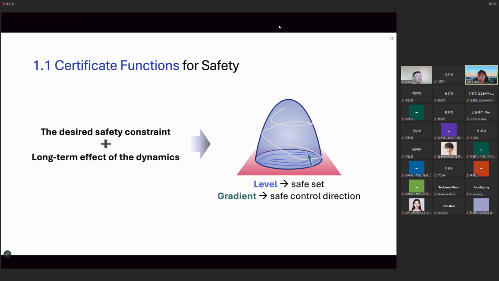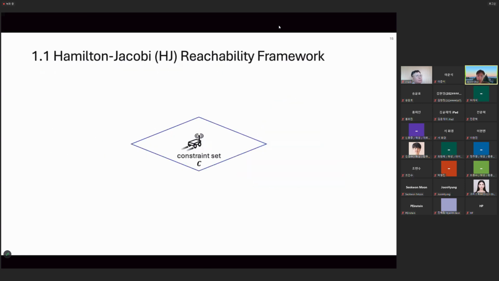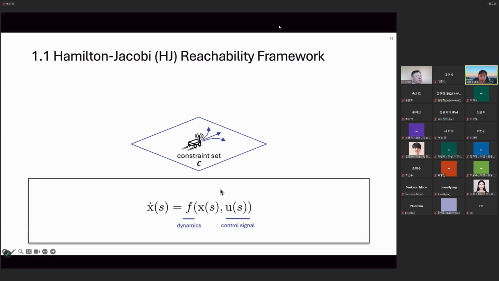The main challenge comes from how we compute or design such certificate functions. Next, I'll review how we can use the so-called Hamilton-Jacobi reachability framework to compute such a certificate function. So consider the robot here that wants to stay within this box region. This is a very simplified toy example. Now the robot is subject to its dynamics given by this differential equation, f, where x represents the robot state and u represents the control action we can take. Depending on our control action, if we take u1, then our state trajectory will stay within our constraint region, which will be safe. And if we choose a different control u2, then it might lead the robot state to the failure region.